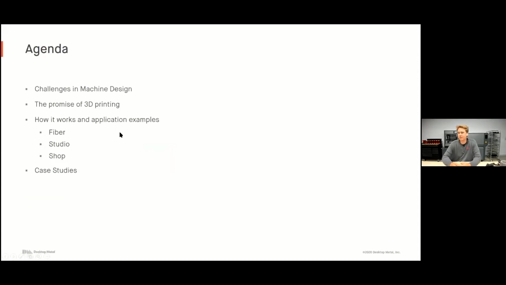A little bit of the agenda today. We'll start by talking a little bit about what some of the challenges are in the machine design industry and how metal 3D printing actually alleviates some of those challenges. We'll talk a little bit about what the promise of 3D printing is and specifically how those apply to machine design. Then we'll look at how these three different systems work and a bunch of application examples. We'll talk about Fiber, which is the composite printer, Studio and Shop, which are both metal printers. And then we'll look at some case studies of some real life Desktop Metal customers, how they're using our products, how they're adding value in their industry.